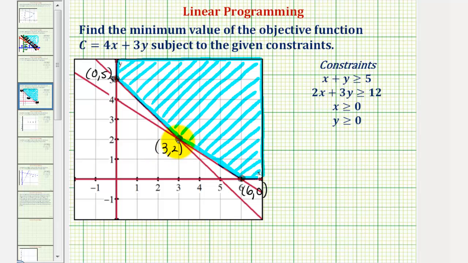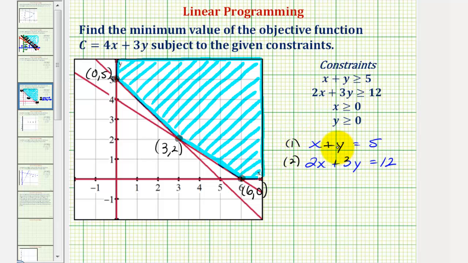But sometimes we can't find these points by analyzing the graph, so let's show how we could have found this point here algebraically. We'd have to find the intersection of the line x + y = 5 and the line 2x + 3y = 12. There are several ways to solve this system. We could use elimination or substitution. Let's go ahead and use substitution this time. So we'll call this equation 1 and this equation 2.